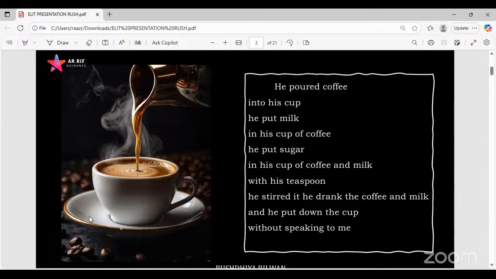You all can see, in this stanza we see an ordinary morning scene, right? A man making and drinking his coffee. You all know what coffee is. The poet describes every tiny action: pouring coffee. In the picture also you can see there's a picture of pouring coffee. I have put it for you all to see, to remember clearly. Pouring coffee and adding milk. After that, adding sugar. After that, the man is stirring and drinking, putting down the cup.